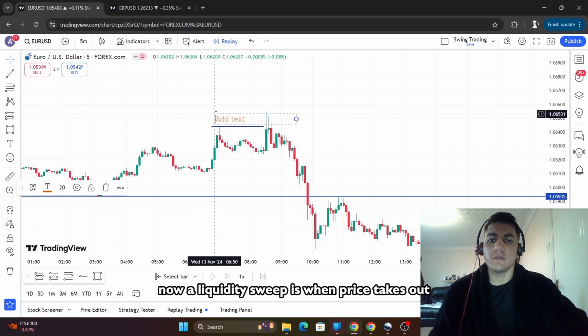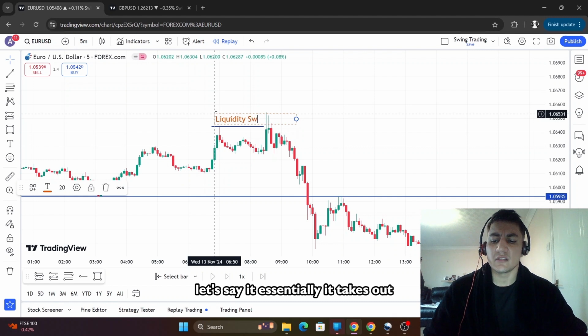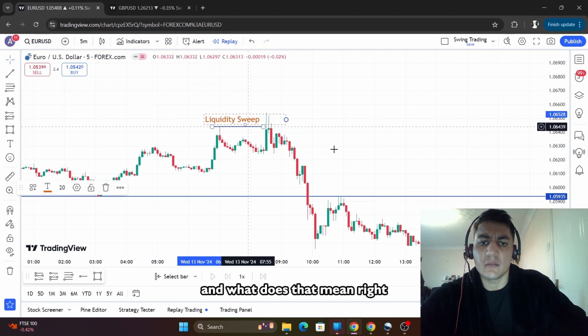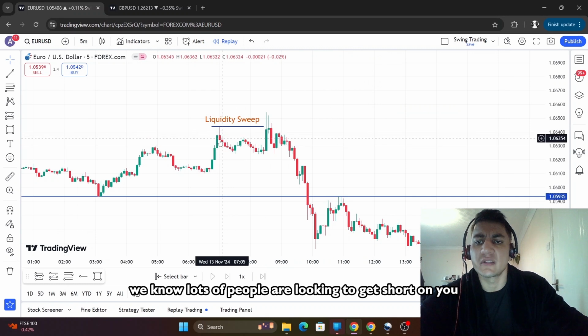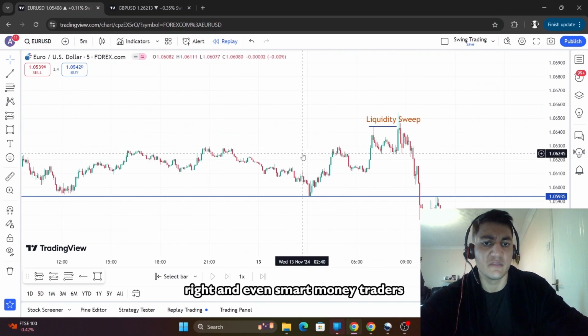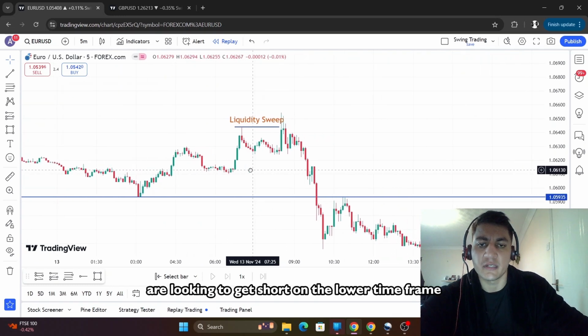Now, a liquidity sweep is when price essentially takes out stop loss orders in the opposite direction to your daily bias. And what does that mean? If we're bearish, we know lots of people are looking to get short in Europe. Lots of people know the higher time frame trend is bearish, and even smart money traders are looking to get short on the lower time frame.